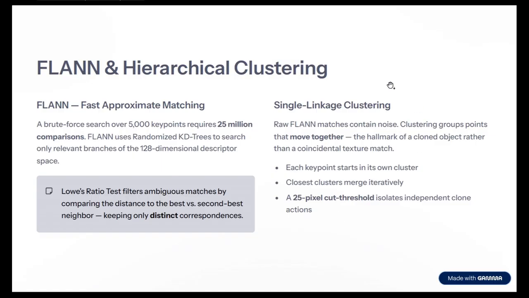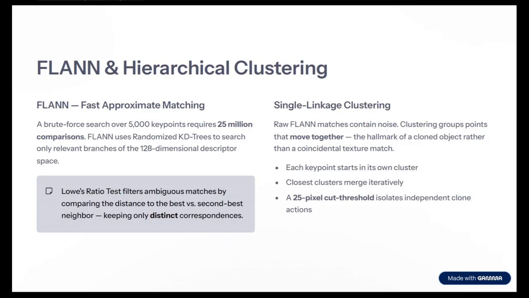Let's move forward to hierarchical clustering. Raw matches from FLANN often contain noise, random points that look similar but aren't part of a clone, for example, different leaves in a tree. The logic behind this type of clustering is that the cloned objects aren't just single points. They are a group of points that move together to another area in the image.